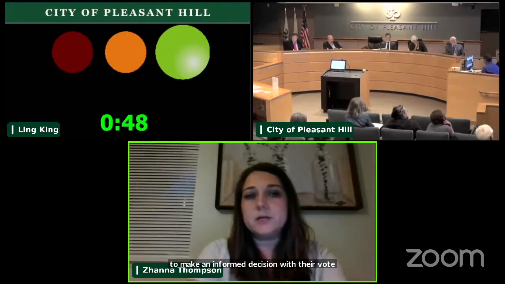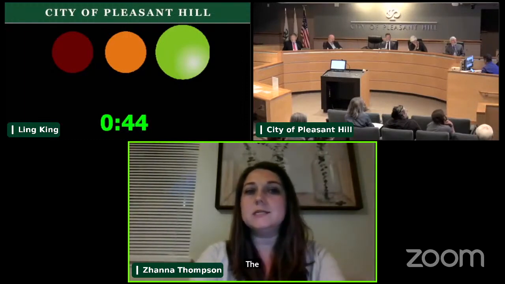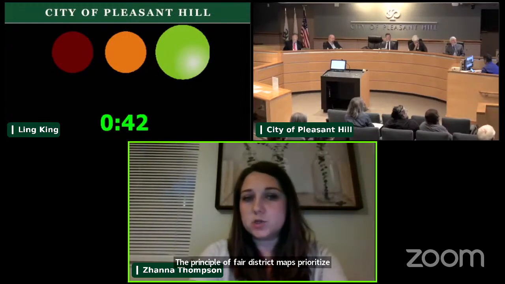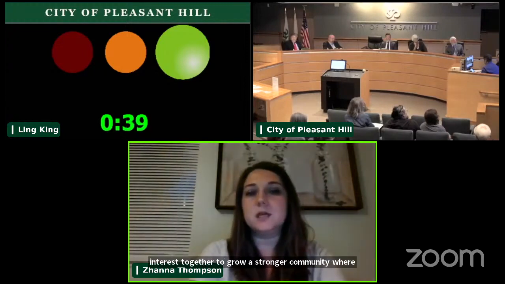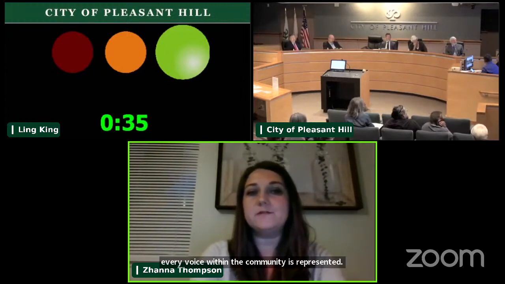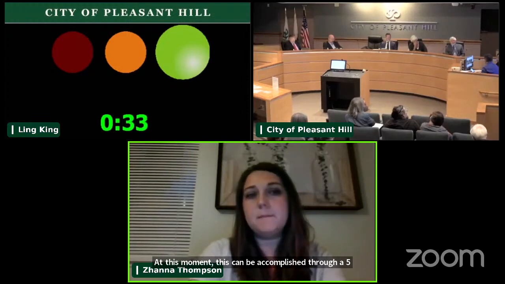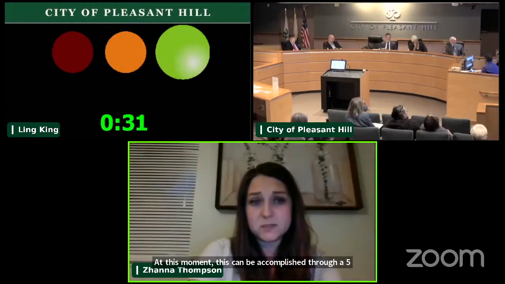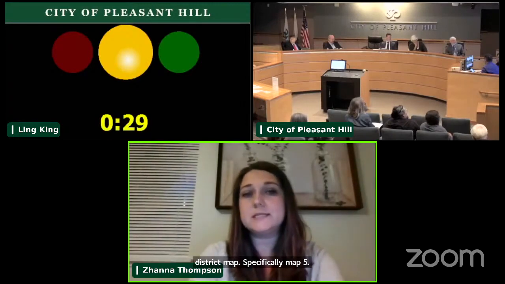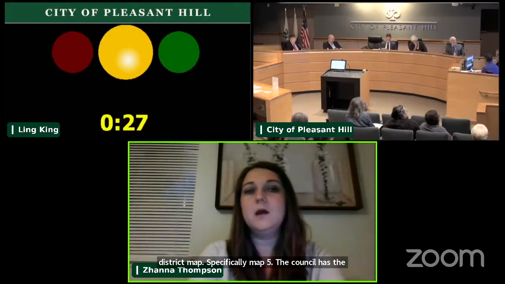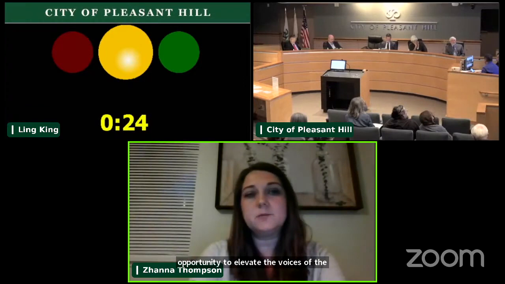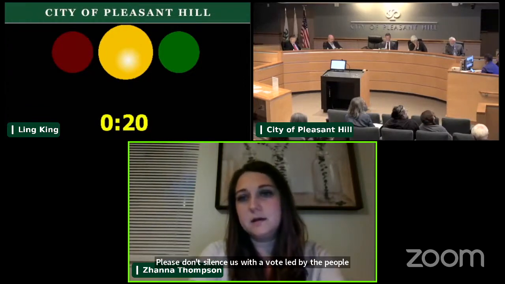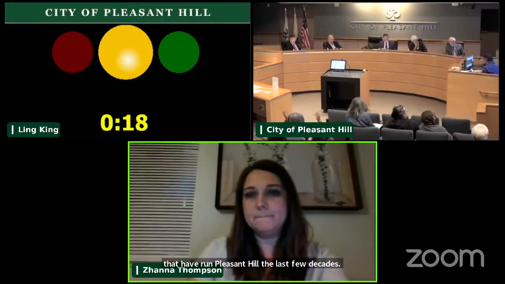The principle of fair district maps prioritizes maintaining neighborhoods' cohesion and communities of interest together to grow a stronger community where every voice within the community is represented. At this moment, this can be accomplished through a 5-district map, specifically map 5. The council has the opportunity to elevate the voices of the minorities in our city. Please don't silence us with a vote led by the people that have run Pleasant Hill the last few decades. Thank you.